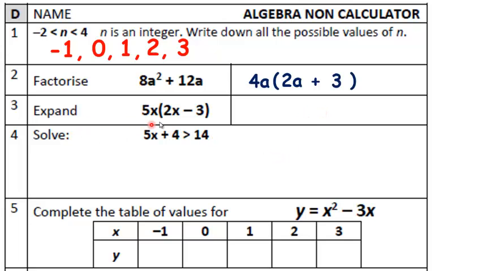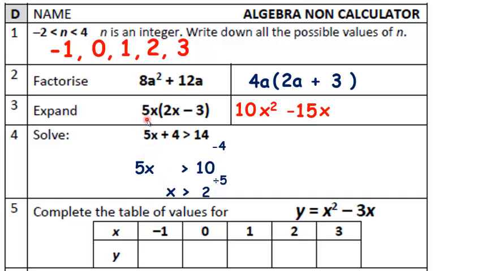In question 3, if I multiply the brackets, 5x times 2x is 10x squared, 5x times 3 is 15x. I need to take away 4 here. 14 take away 4 is 10, so I'll get 5x is greater than 10. I need to divide by 5. 10 divided by 5 is 2, so here's my inequality, x is greater than 2. You need to be pretty comfortable with this and how to do it.